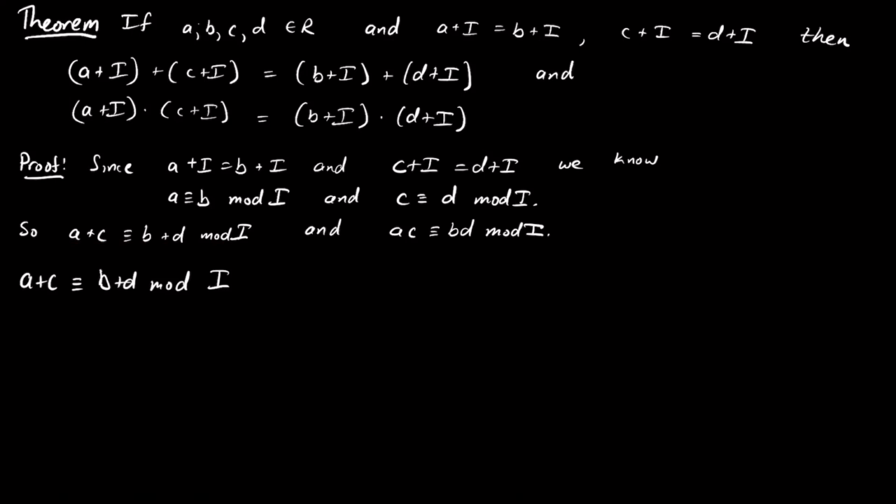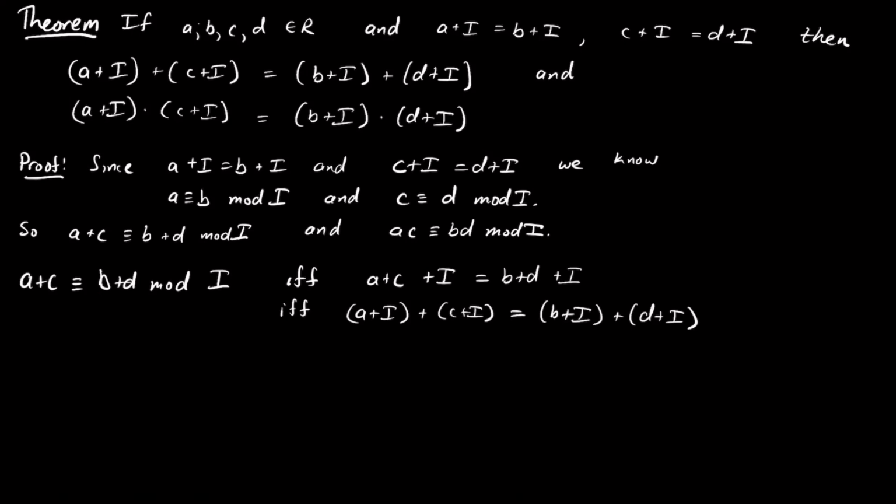Well, a plus c is congruent to b plus d mod I. I already know that this is true. This is equivalent to a plus c plus I is equal to b plus d plus I, right? So the statement about congruence is the same as the statement about equivalence classes. And that's the same as saying (a plus I) plus (c plus I) is equal to (b plus I) plus (d plus I), because that's just our definition of our sum of cosets.